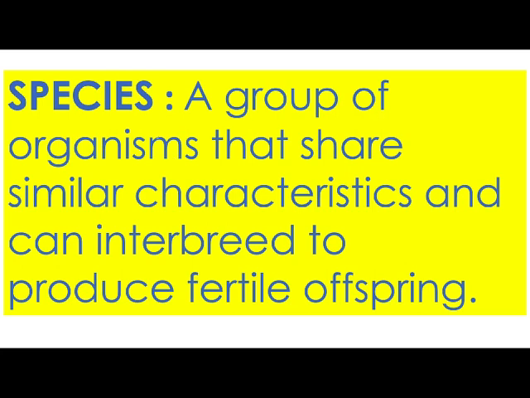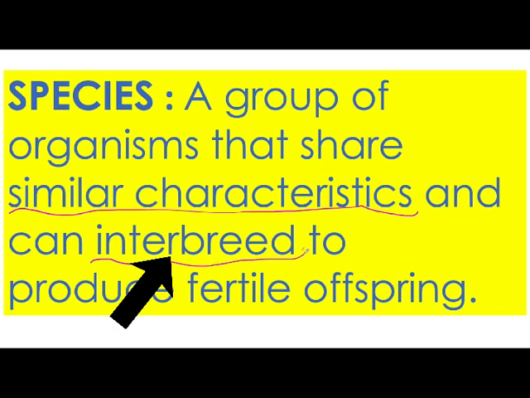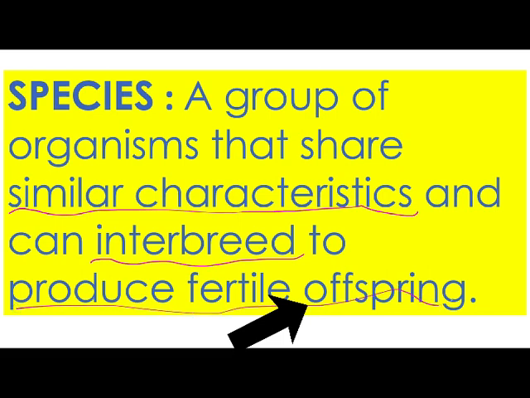Species, a group of organisms that can do what? Yes, that share similar characteristics. And what else can they do? Yes, they can interbreed. What else can they do? They are able to produce fertile offspring. Right? So that is what a species is. A group of organisms that share similar characteristics, number one, they are able to therefore interbreed and they are able to produce fertile offspring.